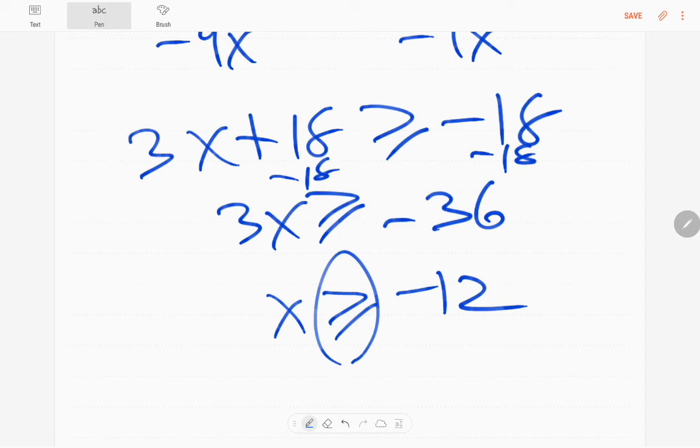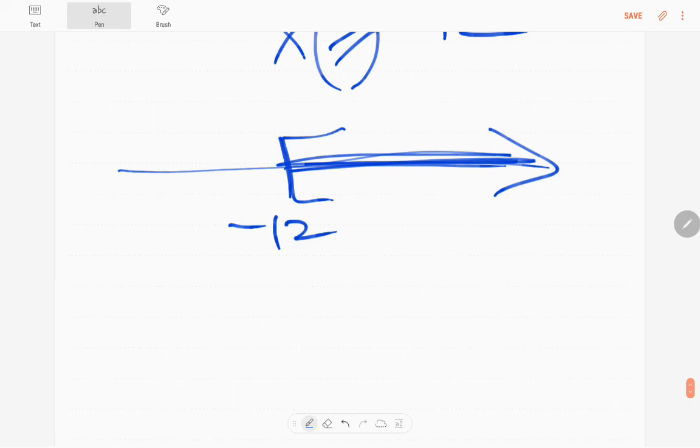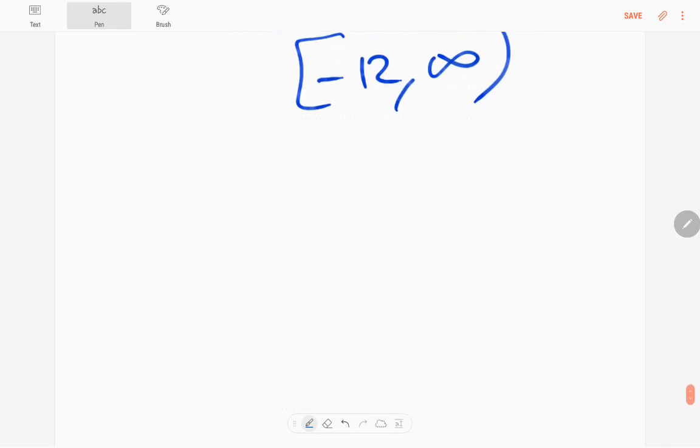And they want this in interval notation, it looks like. So it's everything to the right of negative 12. So there's the graph of it. In interval notation, that's what it would look like. Last problem on this video, number 7.